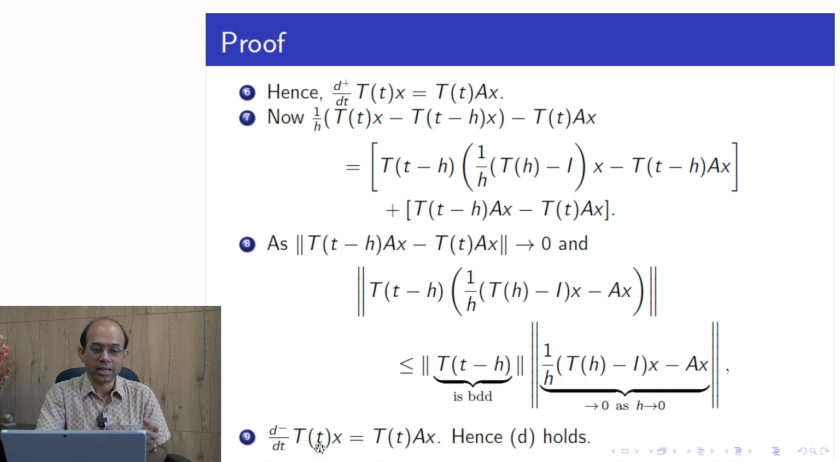Okay, so that exists because that limit converges, and where does it converge? This derivative is the answer, T(t) of Ax. So the right-hand side derivative also exists, and that is T(t)Ax. The left-hand side exists, that is T(t)Ax. So the derivative exists. Okay, so hence (d) holds. So that is the end of the proof of the theorem.